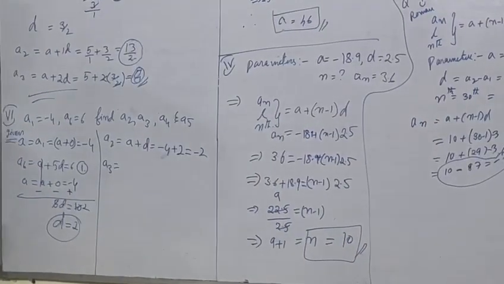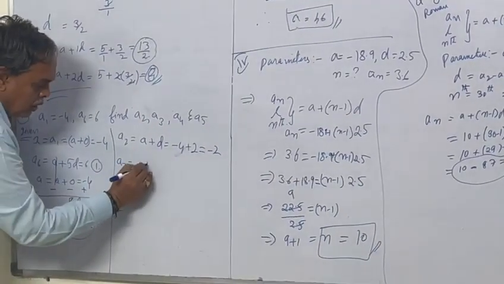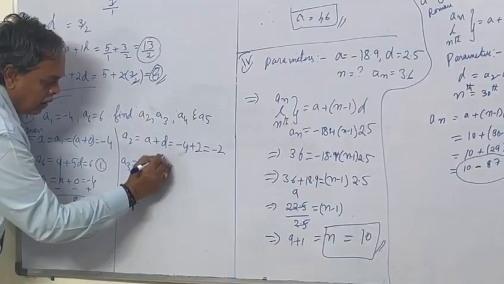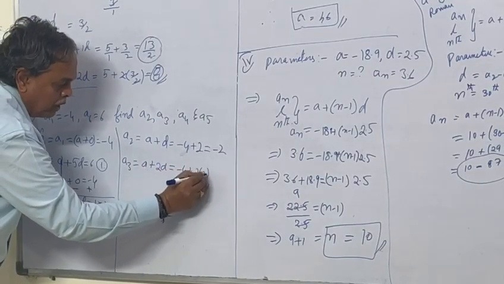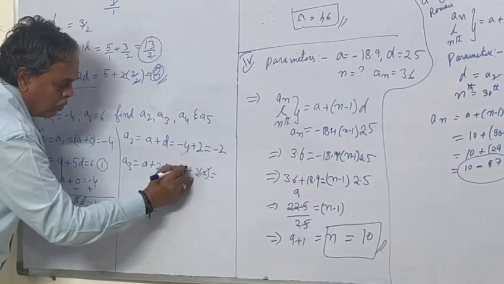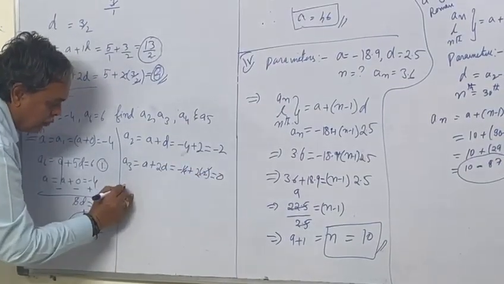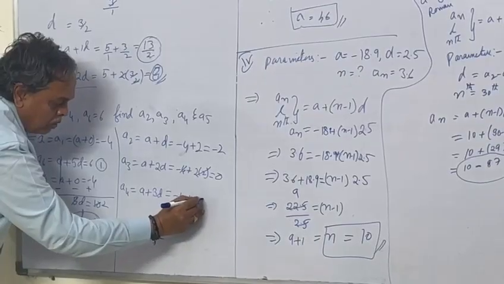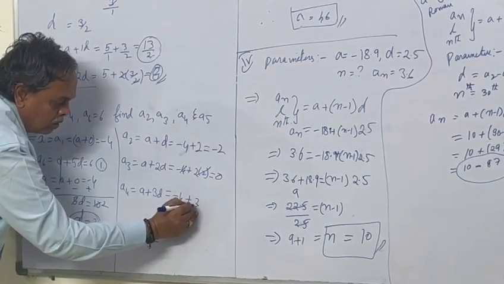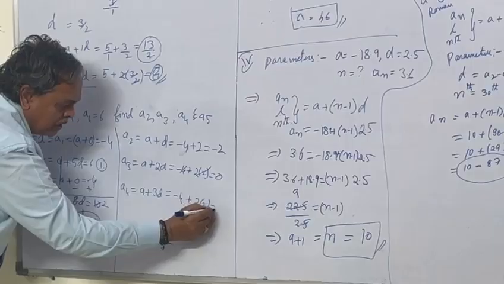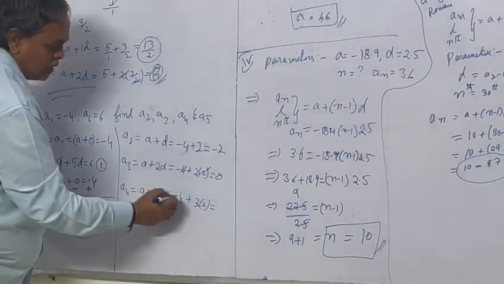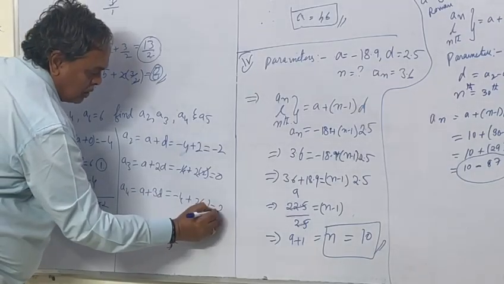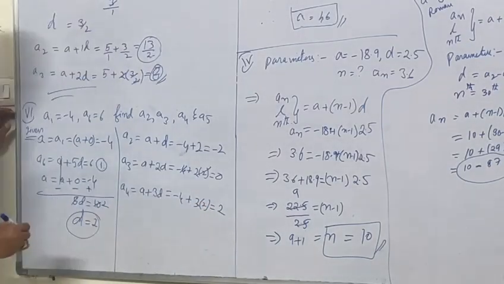A plus 2D. 2D means A, that is minus 4, plus 2 into 2. 2 into 2 is equal to 4. Minus 4 plus 4 is 0. Next, A4: A plus 3D. 3 into 2 is equal to how much? Tell me fast. 3 2s are 6. 6 minus 4 is 2, that is the answer.